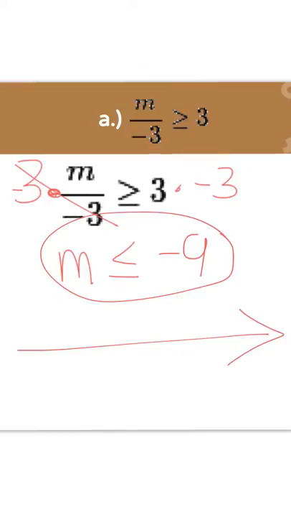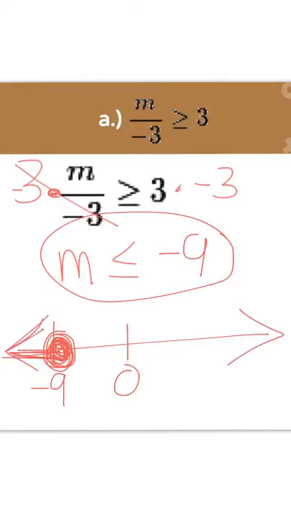Then you draw your number line, put your 0 on it, and your -9. Because it is less than or equal to, the circle is going to be colored in and shaded in. Then you go in the direction of less than, which is to the left. Your answer will be a closed circle on -9 and an arrow to the left.